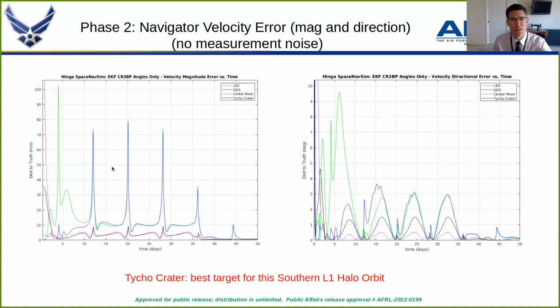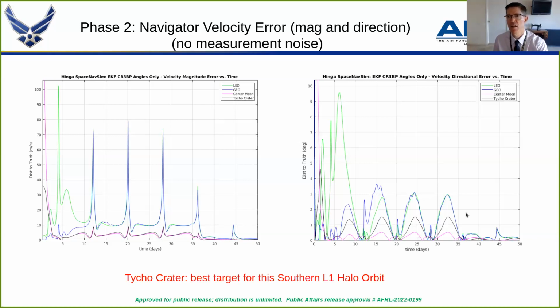Here in the left plot we have distance to truth, in meters per second, scalar magnitude versus time. For the four objects, we see that the lunar objects tend to perform better with respect to true error. In other words, the distance between the estimate and the truth.